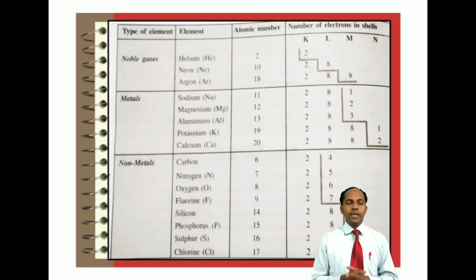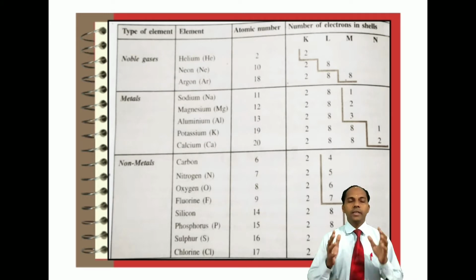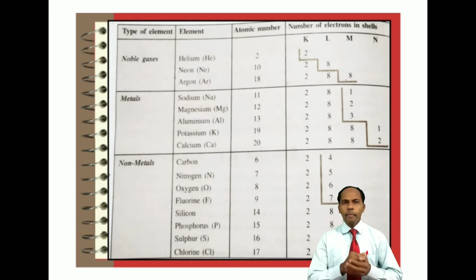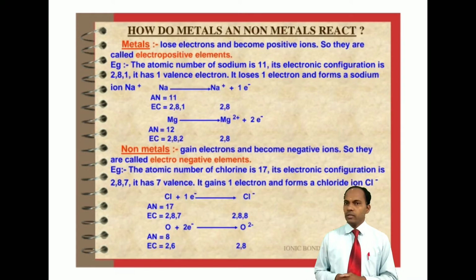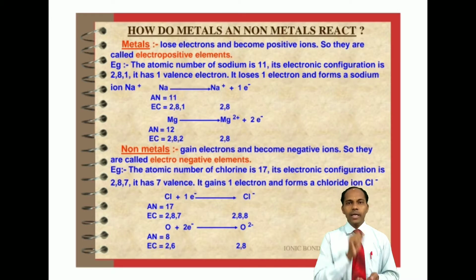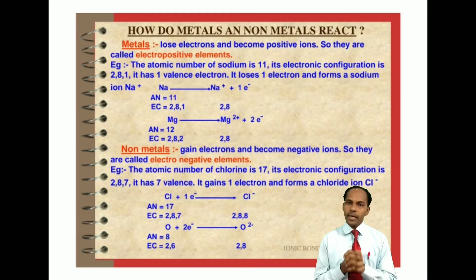So all the metals and all the non-metals want to be inert by acquiring the electronic configuration of inert gases. Now metals lose electrons and become positive ions, so they are called electropositive elements. For example, sodium, its atomic number is 11, electronic configuration is 2, 8, 1, so it has one valence electron. By losing that electron, it will become a uni-electropositive ion.